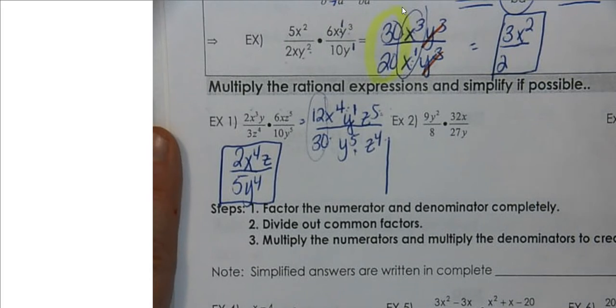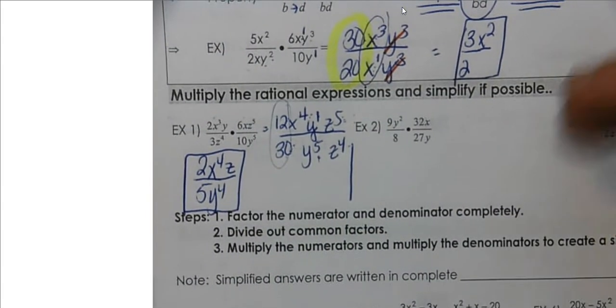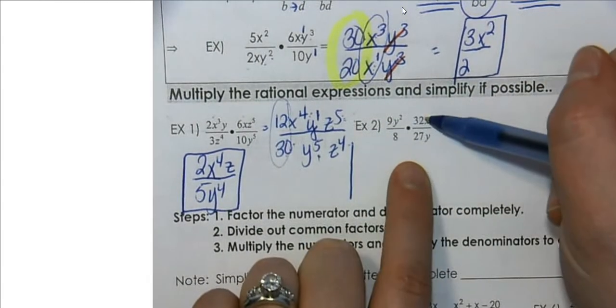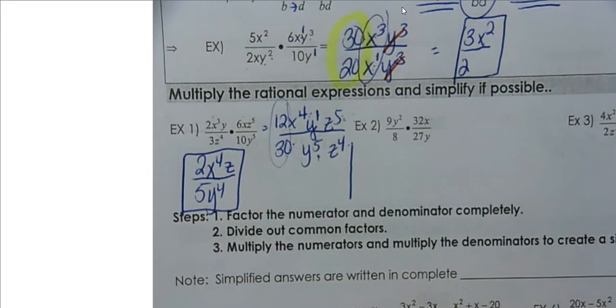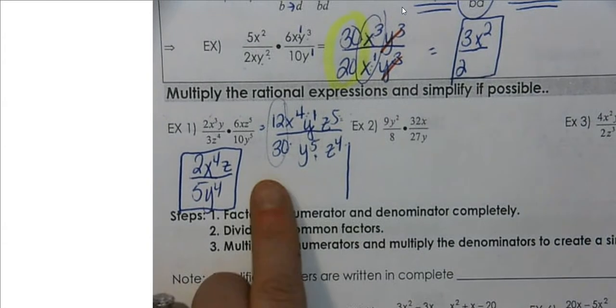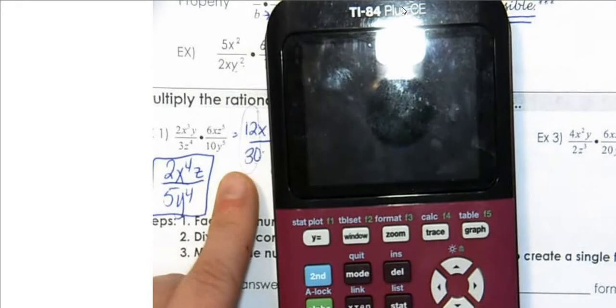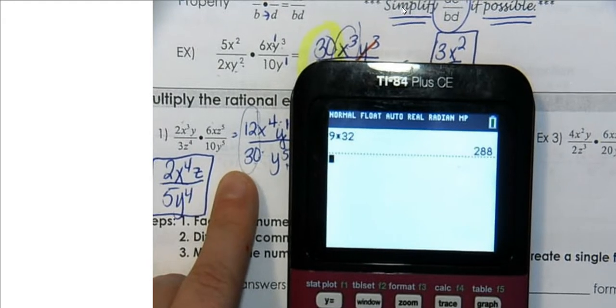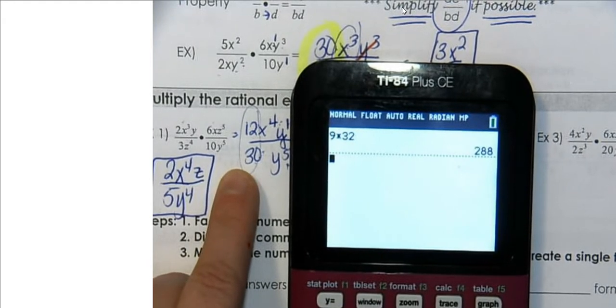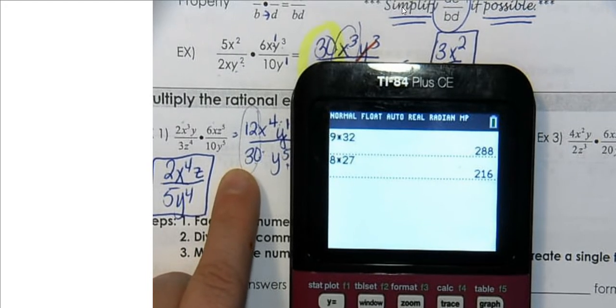Next, I'm going to go ahead and look at number 2. In number 2, we're working with bigger numbers, 9 times 32 and 8 times 27. Those values are a lot bigger than working with 12 and 30. They're way more complicated. If I were to go 9 times 32, that's 288. And 8 times 27, that's 216. Nobody works with those numbers.